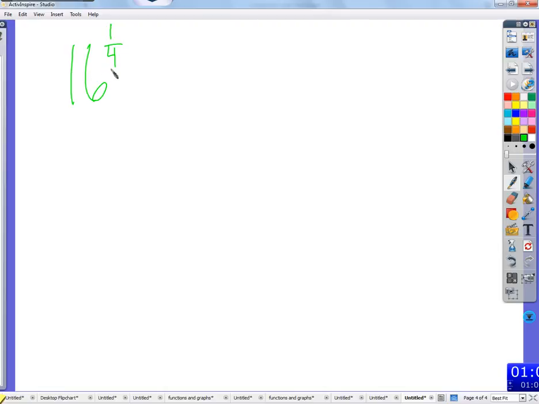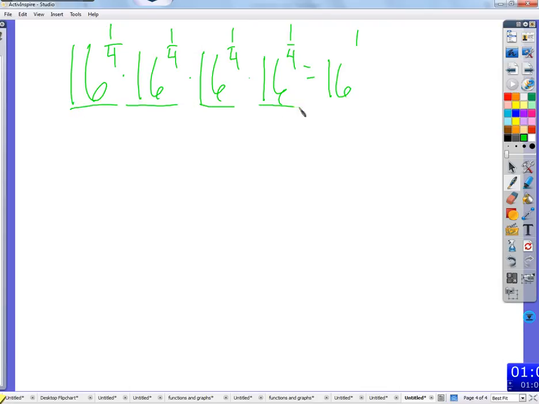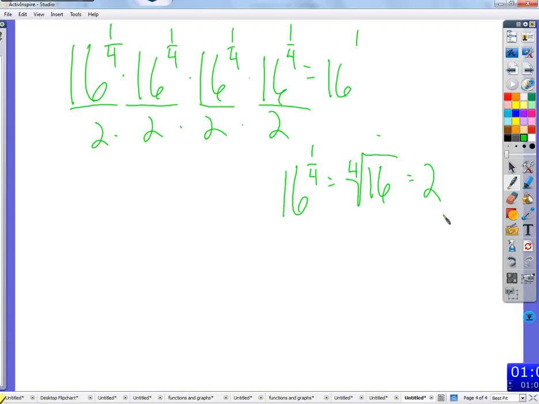Because I should be able to take this number times itself 4 times, not 2 times, not 3 times, but 4 times, and add up all those exponents to get 16 to the first. So the only number that I can multiply by itself 4 times is 2. It must be 2. 16 to the 1/4 is equal to, how would you say that? 16 to the 1/4 power, the 4th root of 16, is 2.